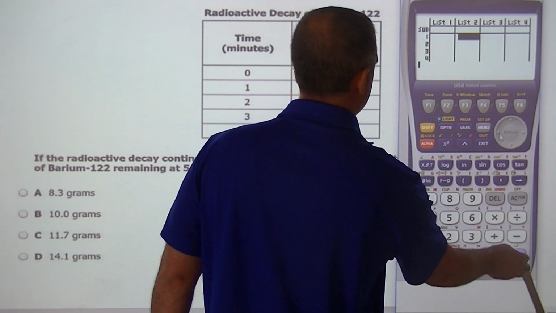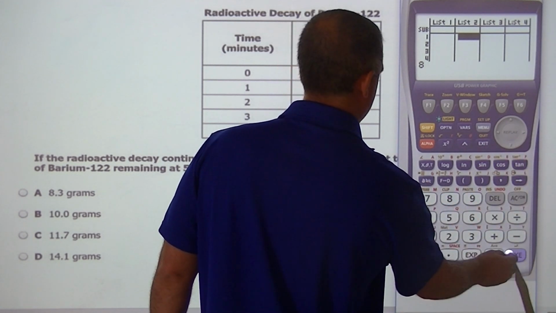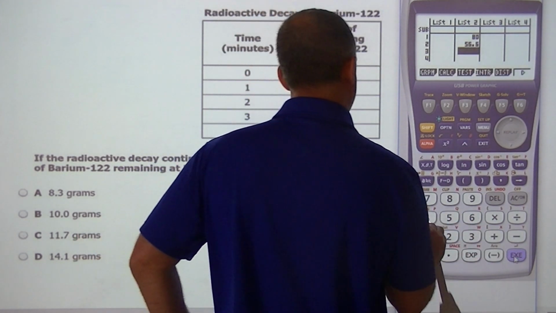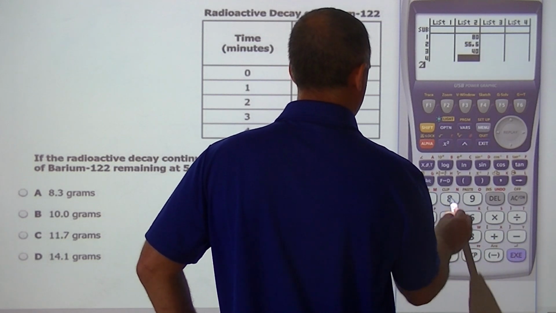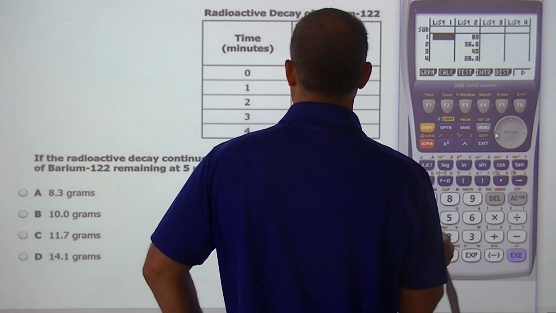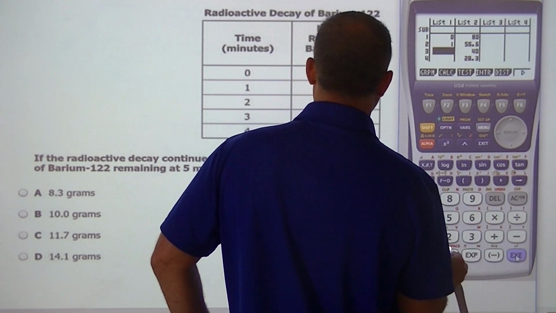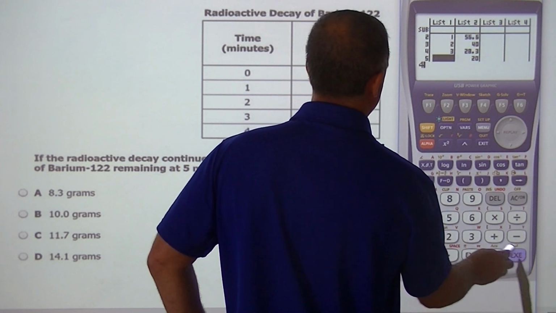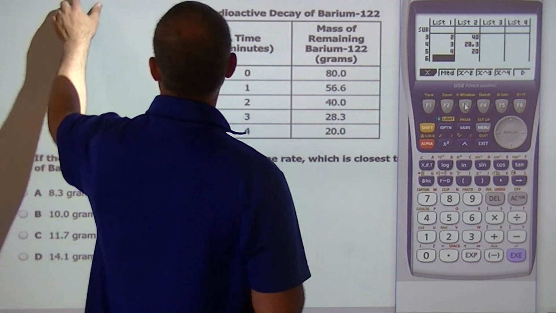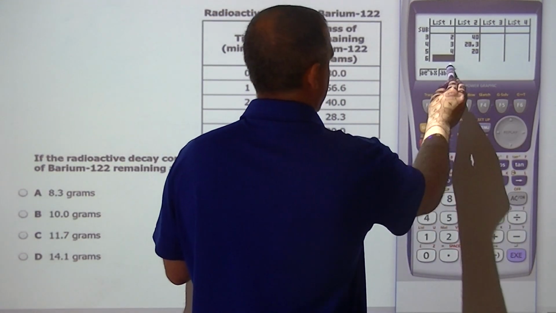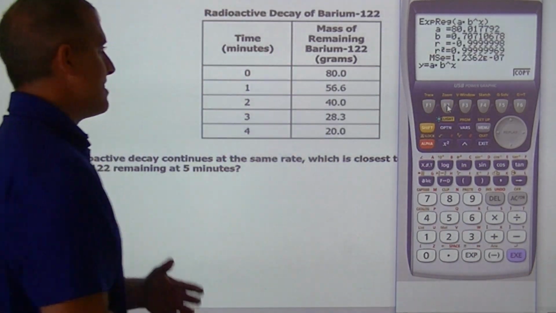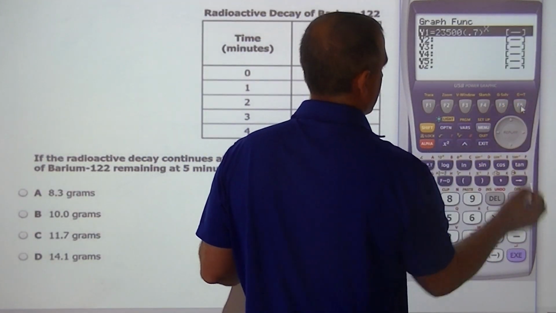So what I would do here, all right, 80, 56.6, 40, 28.3, 20. Okay, 0, 1, 2, 3, and 4. Okay, so I'm going to select Calc, Reg, and since it said exponentially, I'm going to scroll, pick EXP, and then the A to the ABX one. Okay, so I got that answer, then I'm going to hit Copy, then Execute.